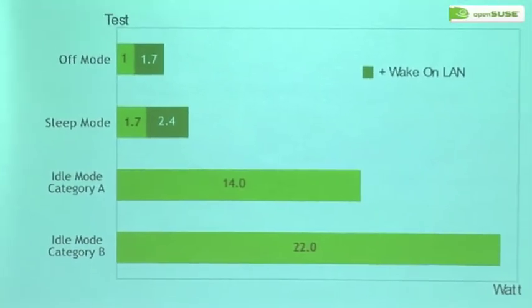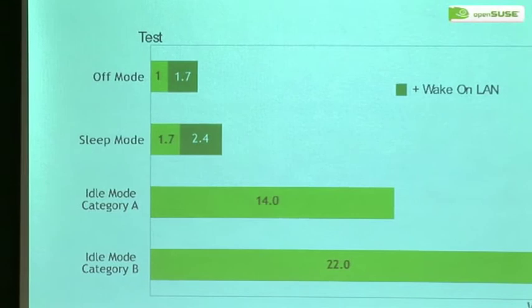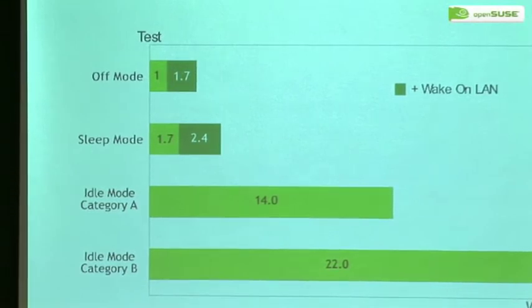So of course there are some consumption limits for the different modes. On the left side you see the modes. The idle mode is split up into the two categories, and on the bottom you have a scale of watts from about 0 to 25. For an off mode, a system must not consume more than 1 watt, and with Wake on LAN enabled, it must not exceed the limit of 1.7 watts. It's just adding 0.7 watts to both modes, so you reach the value. So I think that's pretty clear.